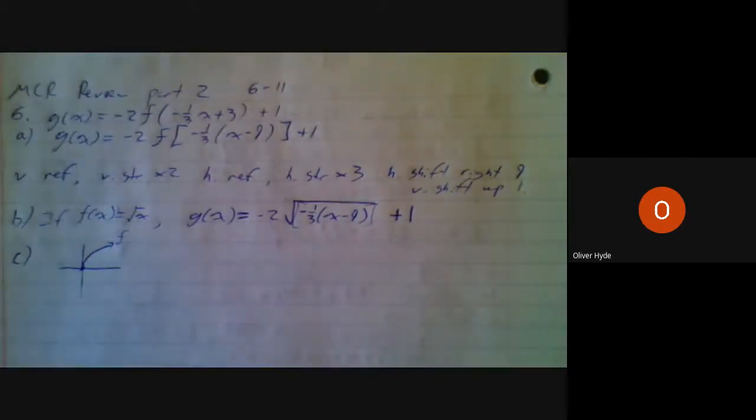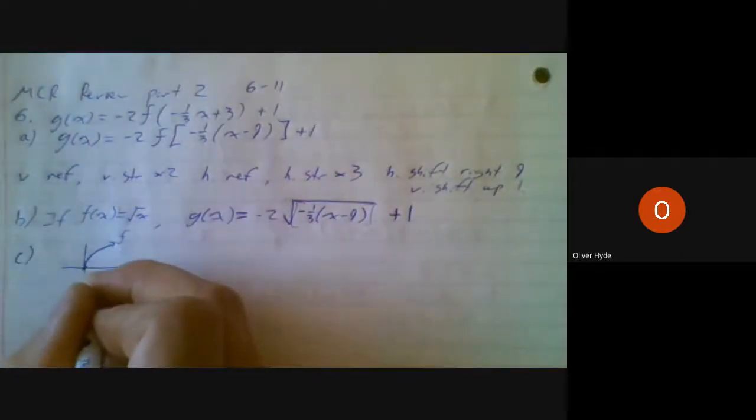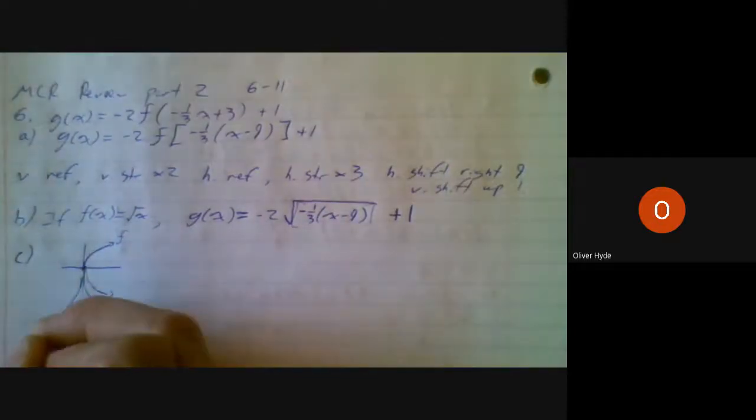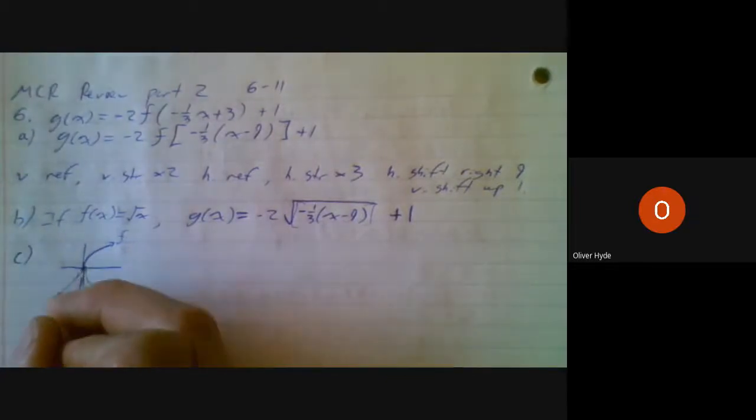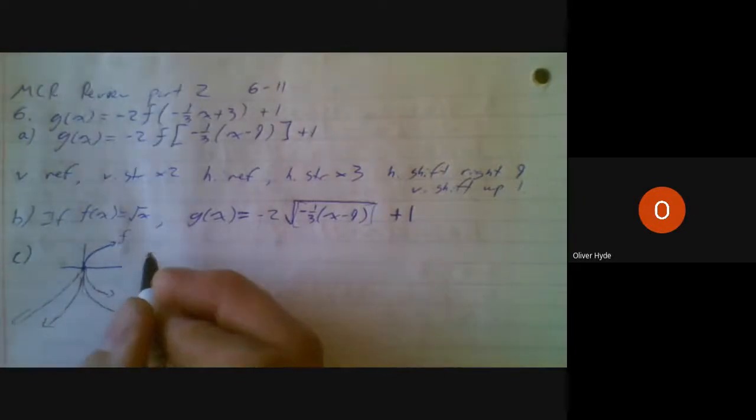And now I'm going to perform these transformations. I am going to perform a vertical reflection. That changes my range. Vertical stretch doesn't change my domain or range. Horizontal reflection, that changes my domain. Horizontal stretch, that doesn't change my domain or range. Shift right 9, up 1.